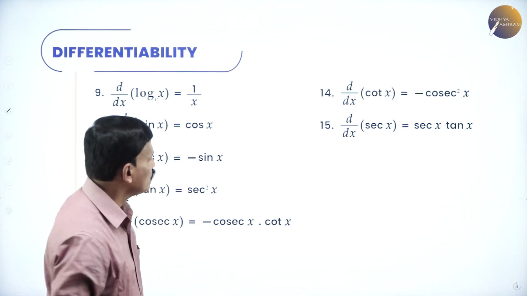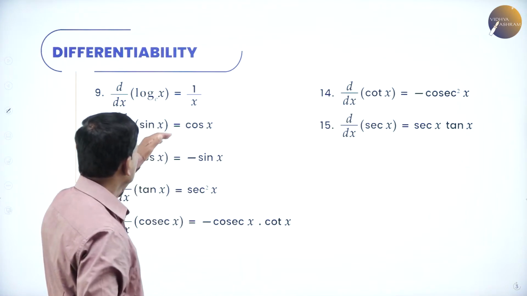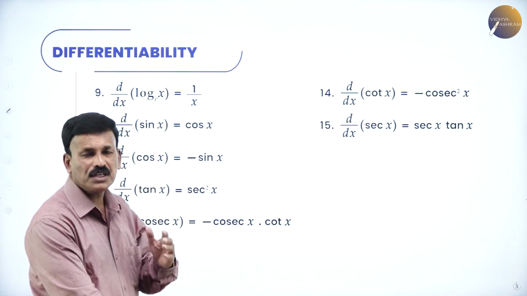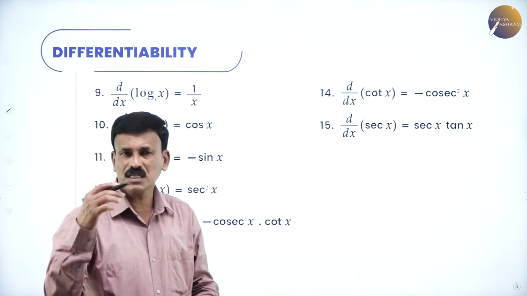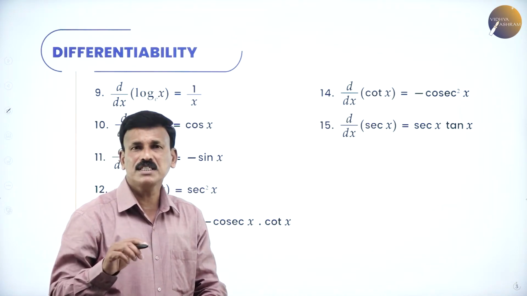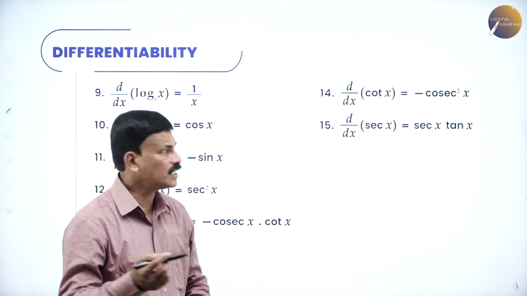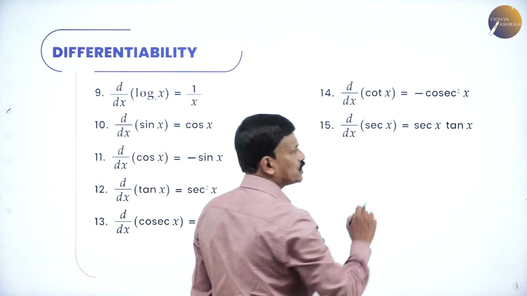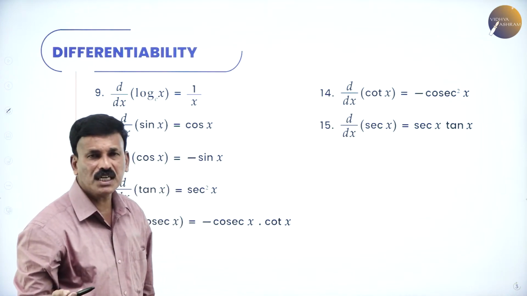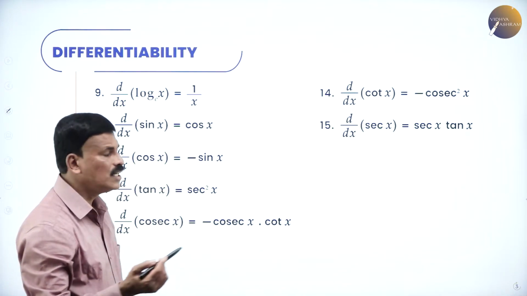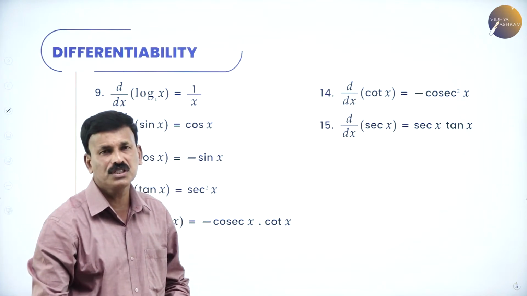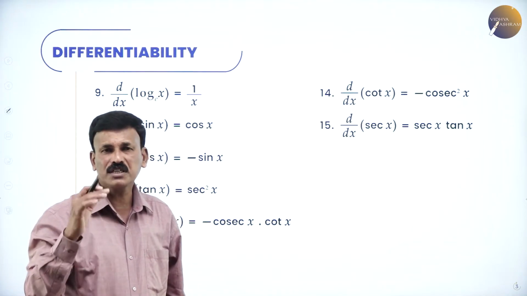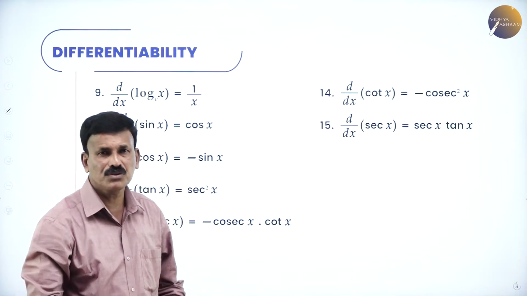Okay, see what happens here for the first three. Sin, this alternates positive and negative: d by dx of sin x is cos x, and of cos x is minus sin x. d by dx of tan x is secant square x, and d by dx of cot x is minus cosecant square x. d by dx of secant x is secant x into tan x, and d by dx of cosecant x is minus cosecant x into cot x. So in order, plus and minus alternate, positive and negative, you are going to get.